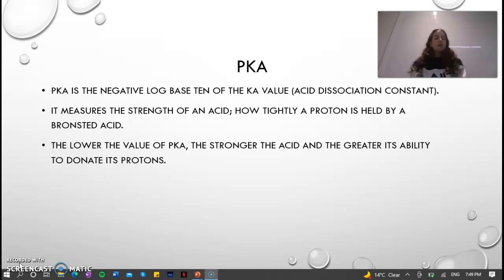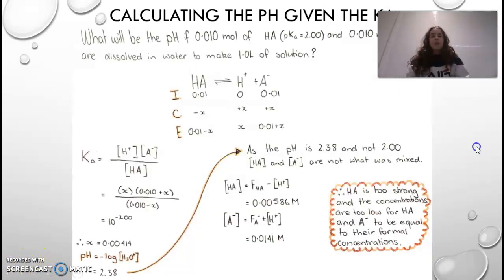If you need to convert from pKa back to Ka, you need to use the following equation. Again, it's similar to that used in pH calculations. Ka equals 10 to the negative pKa. Second calculation: what will be the pH of 0.01 moles of HA with a pKa of 2 and a 0.01 mole solution of A- dissolved in water to make 1 litre of the solution?